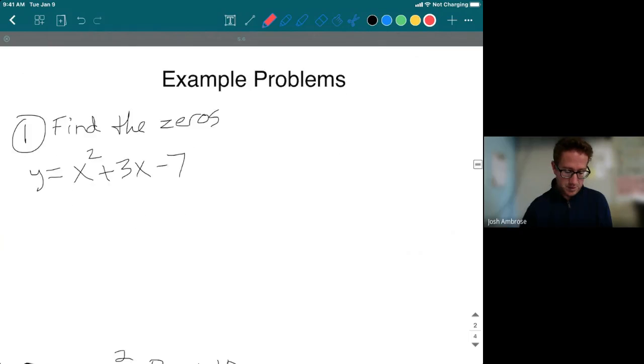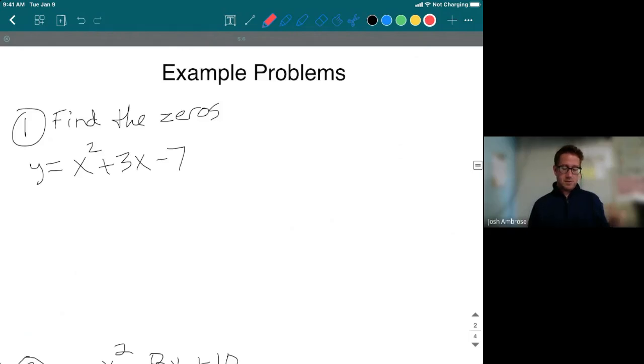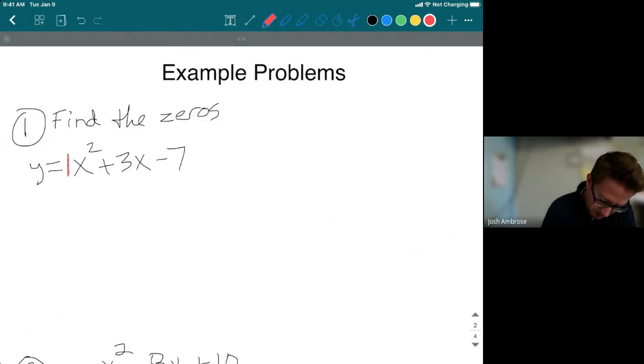All right, so here we go. Let's jump into the example problems. Solve for the zeros, find the zeros. That's the same as saying solve it, find the roots. Let's fill in some of the blanks here. We don't have a value for A, so we know that's 1. There's our value for B, and there's our value for C as -7.